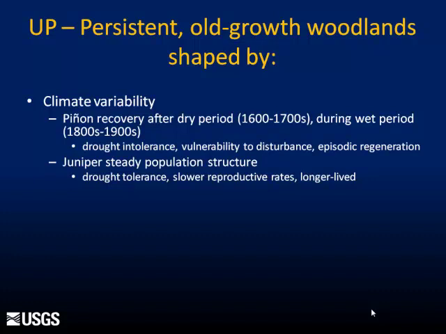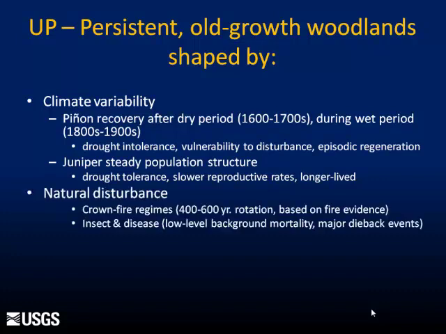And in terms of the climate variability, though, I think that points to the traits of piñon, including its relative drought intolerance, its vulnerability to disturbance, and its episodic regeneration strategy. It's a species that produces a synchronized cone crop, often after periods of relatively good growing conditions. Junipers, on the other hand, have a fairly steady population structure, in part probably because of their relative drought tolerance, their slower reproductive rates, and because they're generally longer lived.